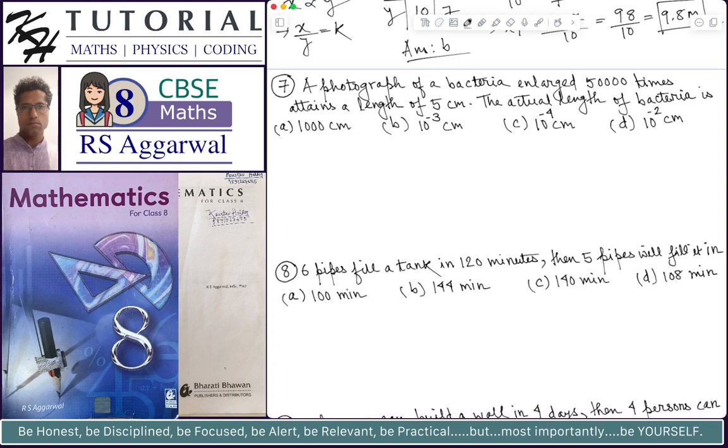Now, in a photograph of a bacteria enlarged 50,000 times. So there is a photograph, and the photograph contains the actual length of the bacteria. Bacteria is very small. So when that photograph is enlarged 50,000 times, the length is becoming 5 centimeter.